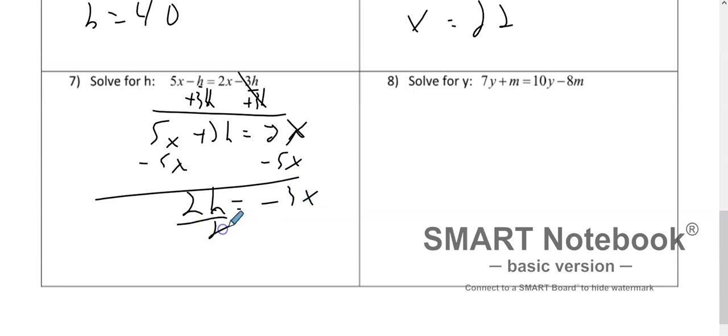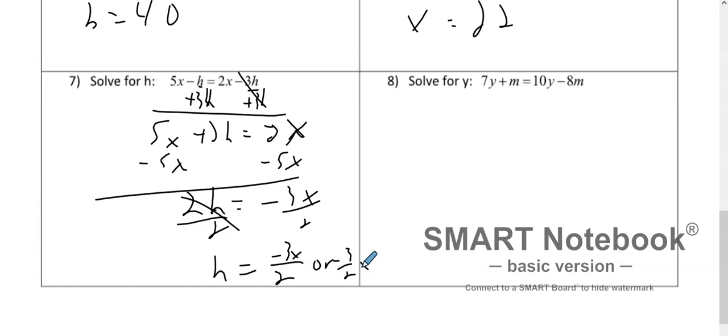But I want 1h, so I'm going to divide by 2, and that gives me h equals negative 3x over 2, or negative 3 halves x. Two different ways of writing the same thing.